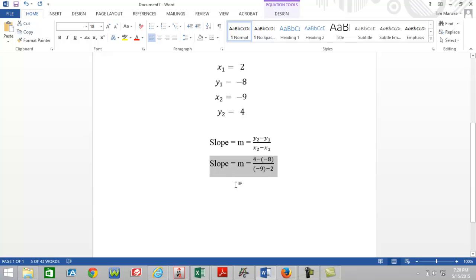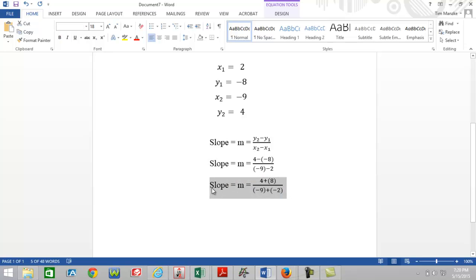Simplify the expression. In the numerator, you have a double negative. If I have a double negative, I can make that a positive. So instead of having 4 minus -8, the expression will become 4 plus 8. In the denominator, I have a -9 minus 2. That's the same as saying -9 plus a -2. We're adding like signs.